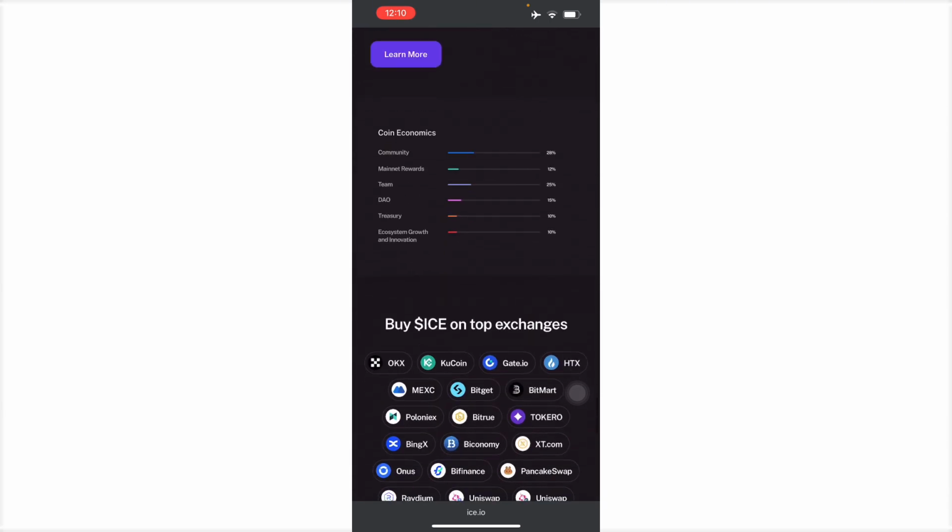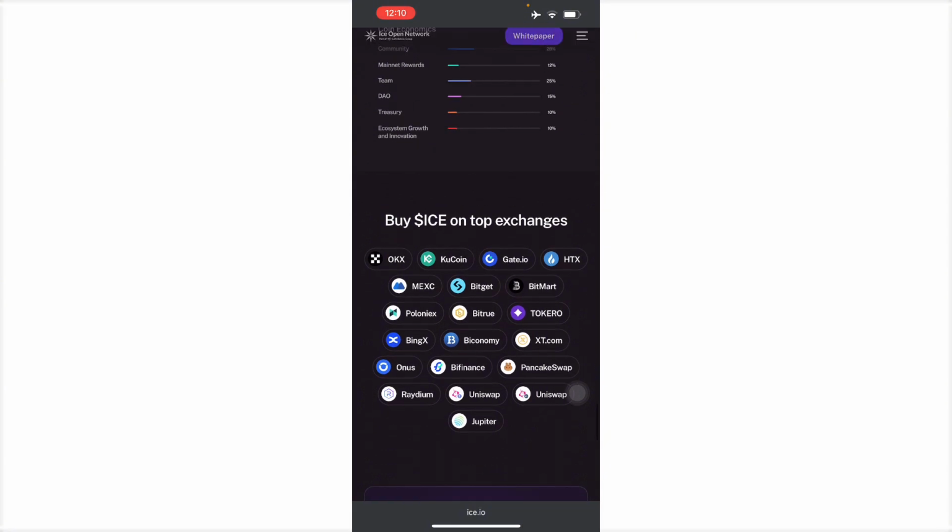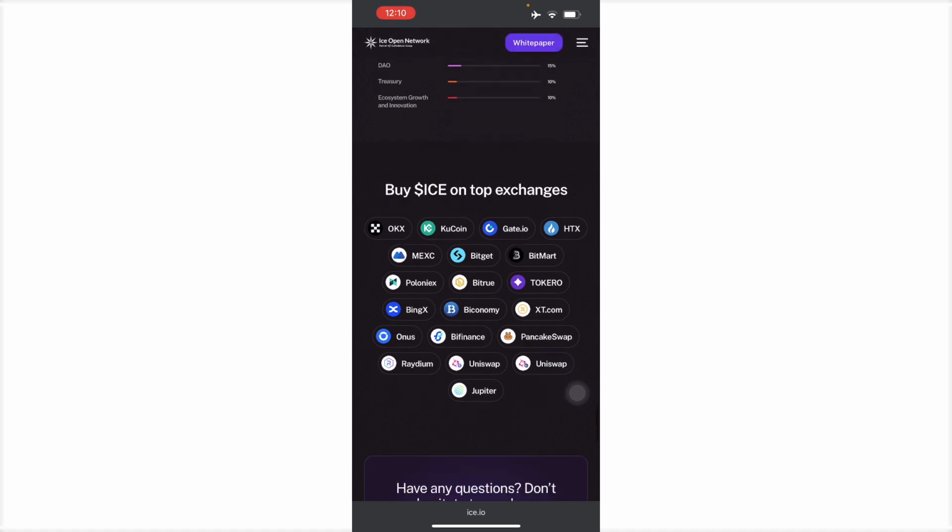As you can see right here, you can buy ICE on these exchanges. So you don't really have to put your BNB Smart Chain address anymore. You can directly trade on OKX, KuCoin, Gate.io, HTX, and many more. For example, we go to OKX and now we can trade it. So we can buy and sell our ICE Network without having to input the BNB Smart Chain address.